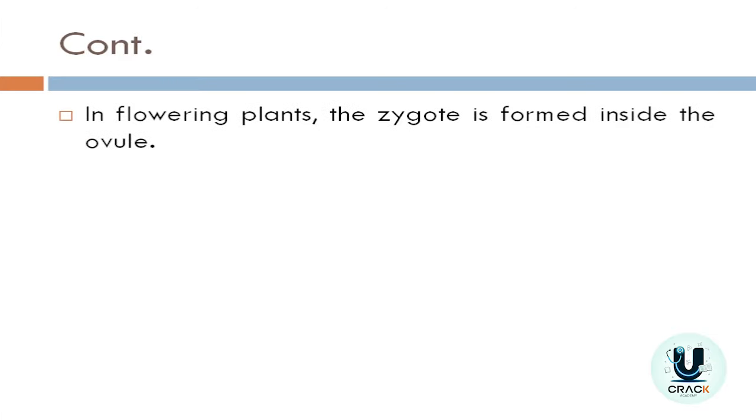The ovary develops into the fruit, which develops a thick wall called pericarp.